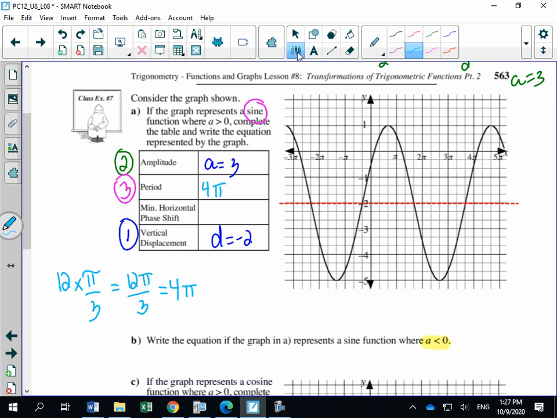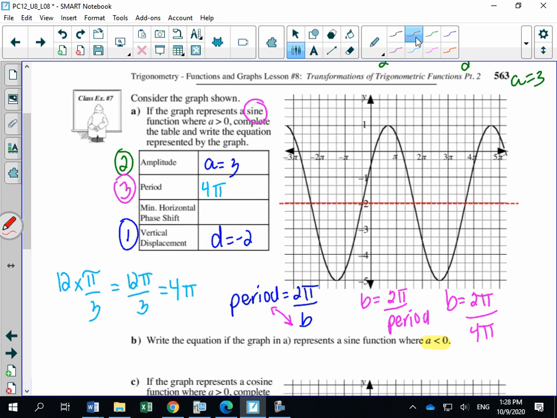So we know that the formula is period is equal to 2 pi divided by b. B is equal to 2 pi over your period. B is equal to 2 pi, the period was 4 pi. Pi over pi will cancel. B is 2 over 4, which reduces to 1/2. So my B value, I'm just going to write slash, my B value is 1/2. Because when I actually write the equation, I need to know what A, B, C, and D are.